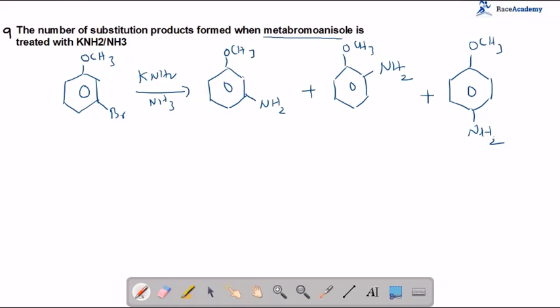So in this, what are the locations of the reactive sites? These are the locations. So there are 3 locations. Here one we have shown. So this is the major. Next one this is. Next one this is. Okay. So the total number of substitution products formed here, the answer is 3 only. Answer is 3.